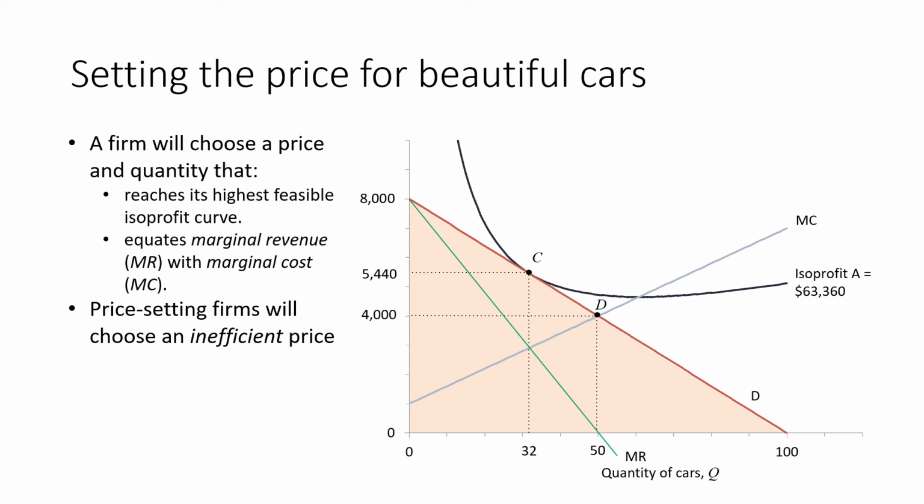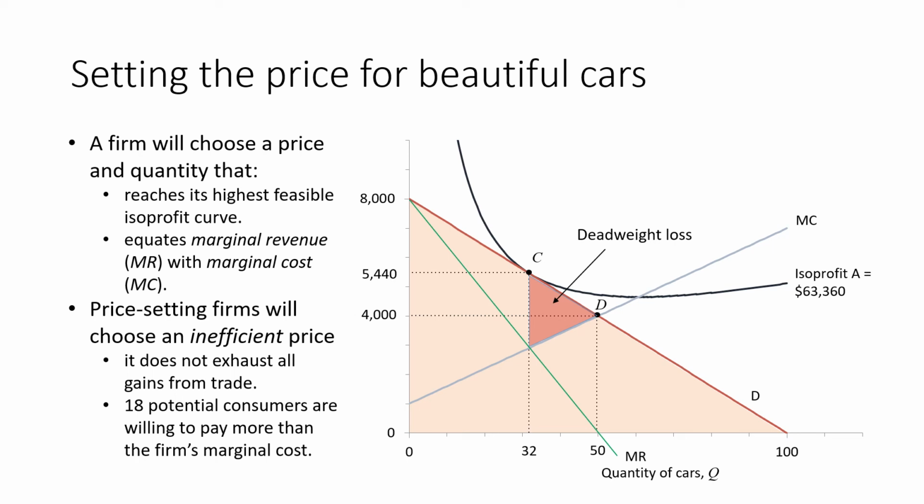Price setting firms will choose an inefficient price. It doesn't exhaust all gains from trade. As you can see, when it doesn't exhaust all the gains from trade, that triangle happens, and that triangle gives us deadweight loss from that trade. For example, 18 potential consumers are willing to pay more than the firm's marginal cost in this example, because 50 minus 32 equals 18.